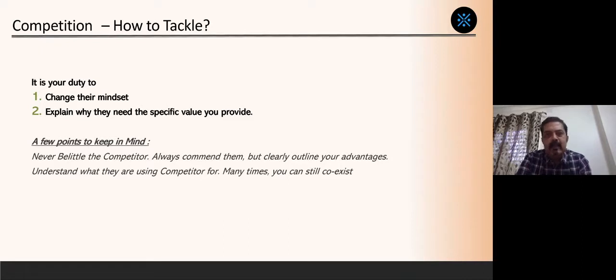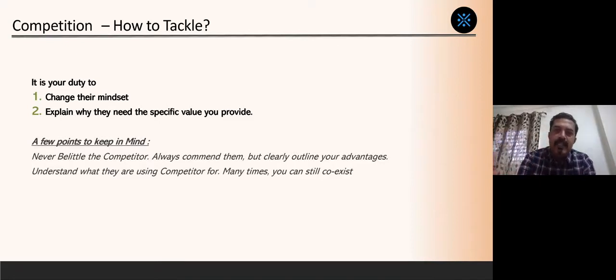right? And second thing, understand what they use the competitor product or service for. Many times you can still coexist. Say you're trying to sell a CRM service, and the prospect is already using a larger CRM and an ERP from your competitor. But actually, the CRM is probably being used as just a lead capturing mechanism there. So you first have to understand what they're using it for.